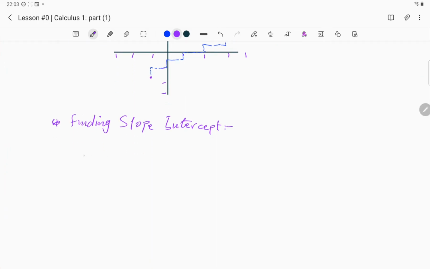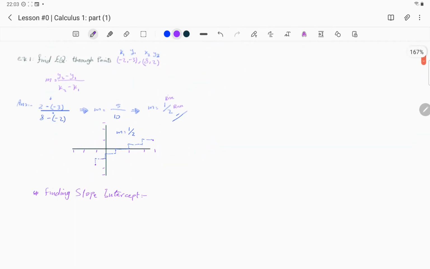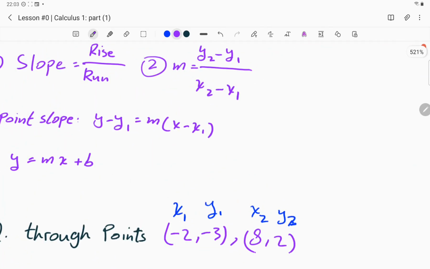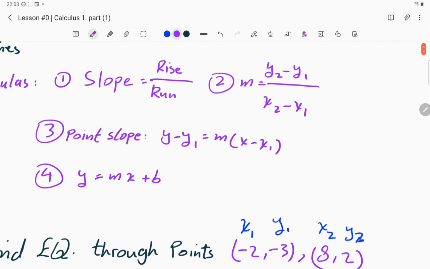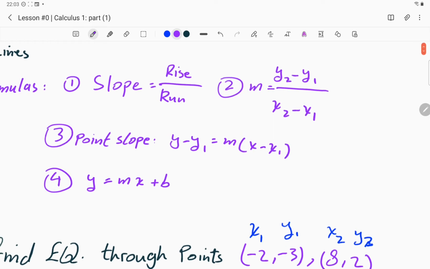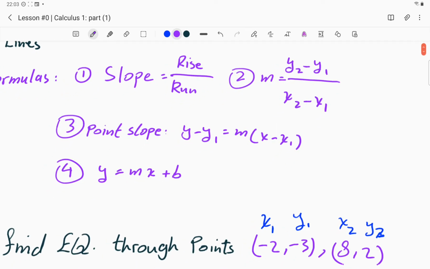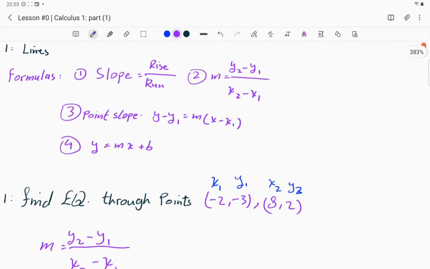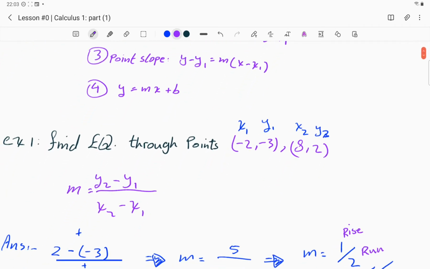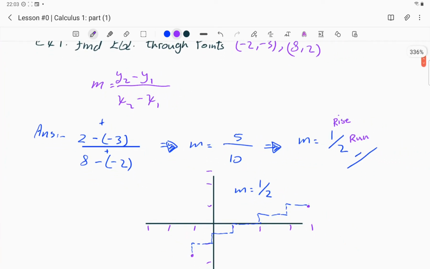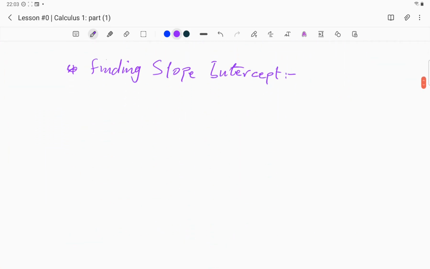Okay, so remember one of the equations. If I go up here, the slope intercept is the fourth one, and the third one is the point slope: y minus y1 equals m times x minus x1. You just have to plug into that.